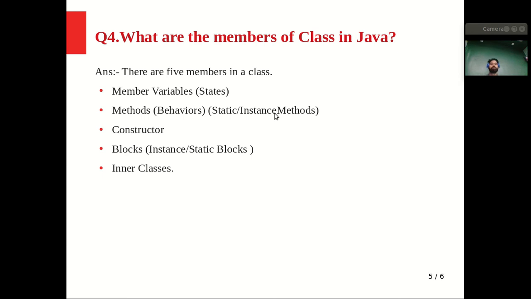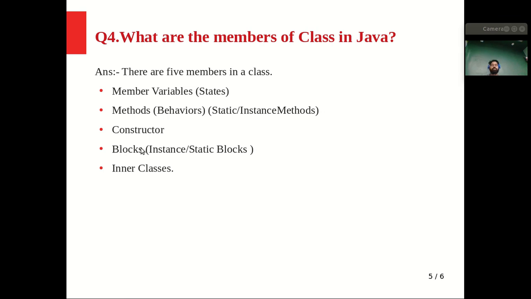So the next member is the constructor. Inside the class we can define the constructor. Constructors are basically used to initialize the instance variables. So the constructor's main functionality is to initialize the instance variables. The next member which we can define is blocks. Inside the class we can define blocks also, and the blocks are basically defined by curly braces, which I will show you as an example in a few minutes.